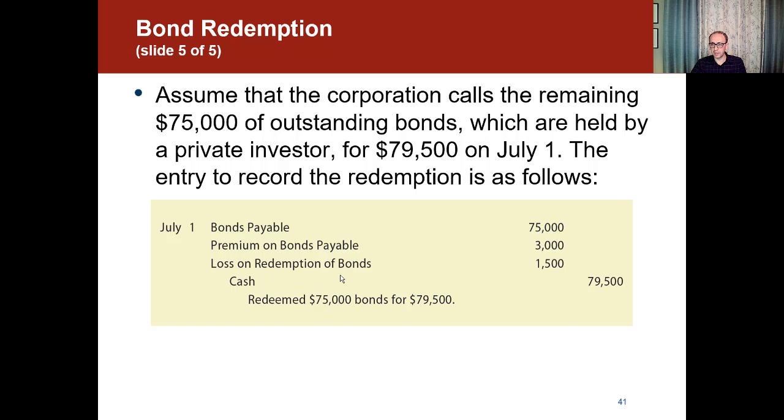So if the plug-in amount is on the credit, it's a gain on redemption. If the plug-in amount is on the debit, then it's a loss. So losses are always on the debit, like expenses. Gains are always on the credit, like revenues.